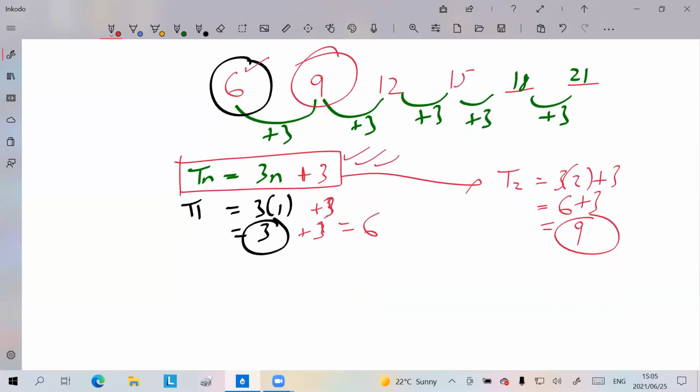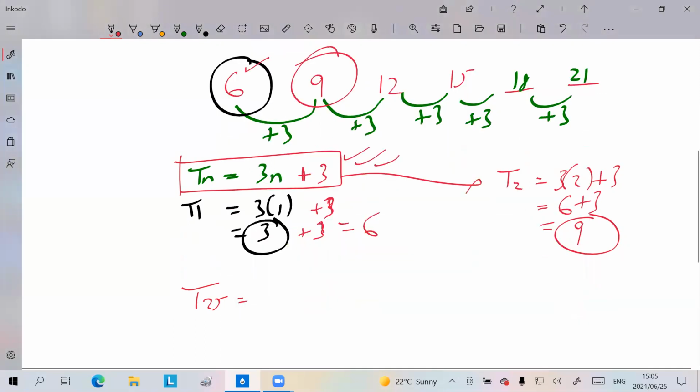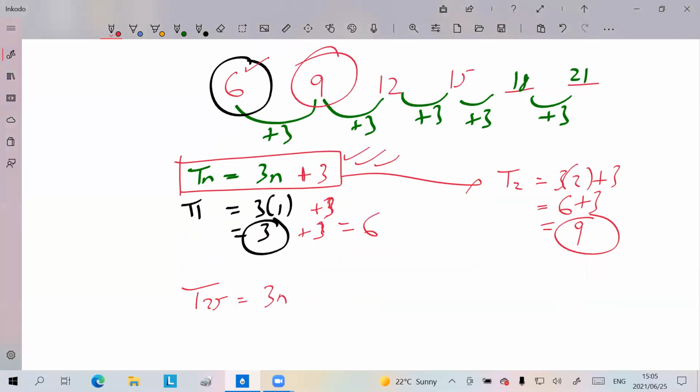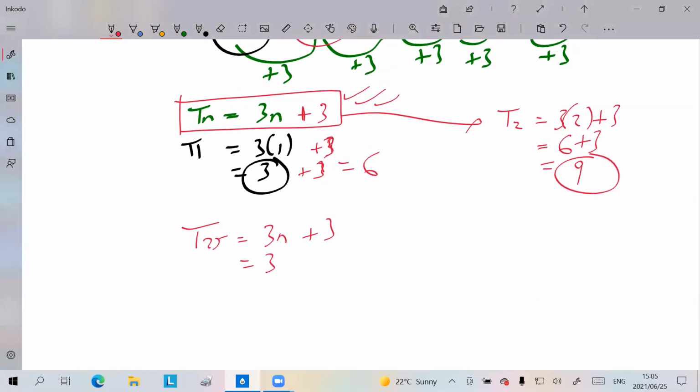Now, what if the question asks, what is the 25th term? You can go add 3 and 3 and 3 and 3, but you'll get old by the time you finish. That's why we create a formula. So T25 is equal to, write down the formula. The formula is 3n plus 3. So let's put in 25: 3 times 25 plus 3. 3 times 25 is 75, plus 3. Your answer will be 78. There you go.